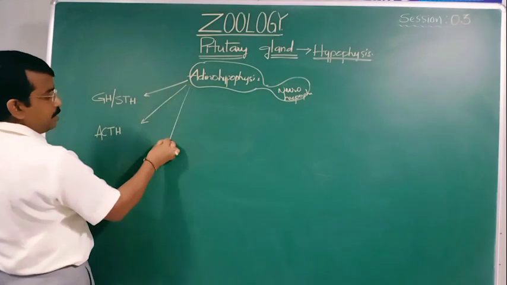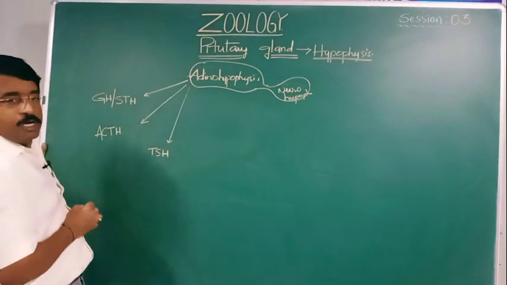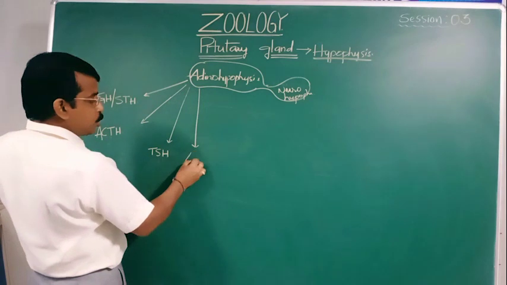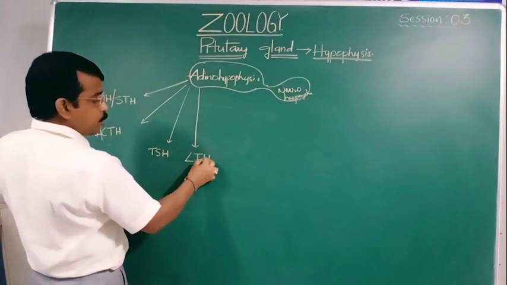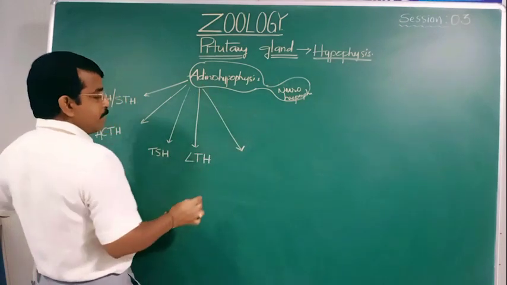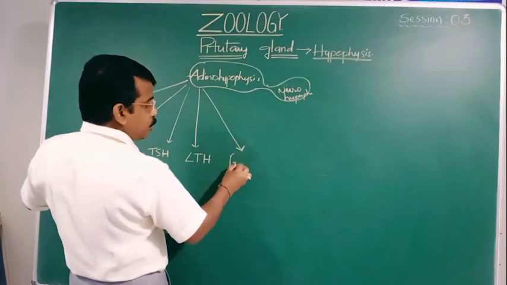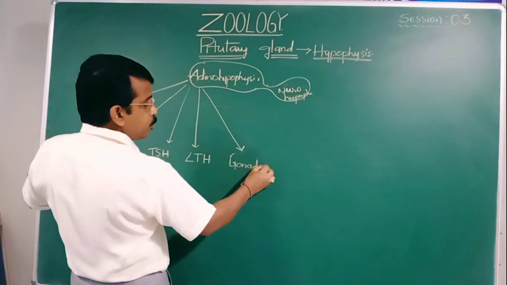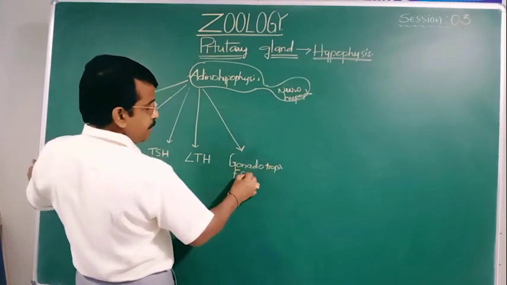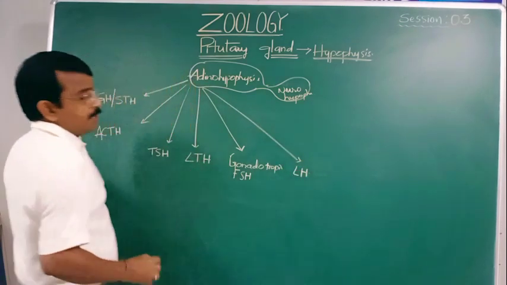Next, the thyroid stimulating hormone. Next, luteotropic hormone, LTH. Next, the gonadotropins, which are FSH and LH.